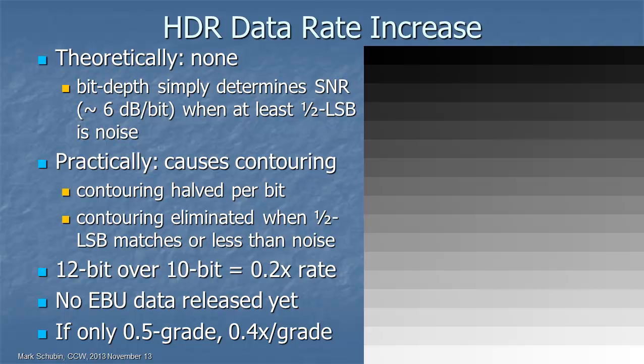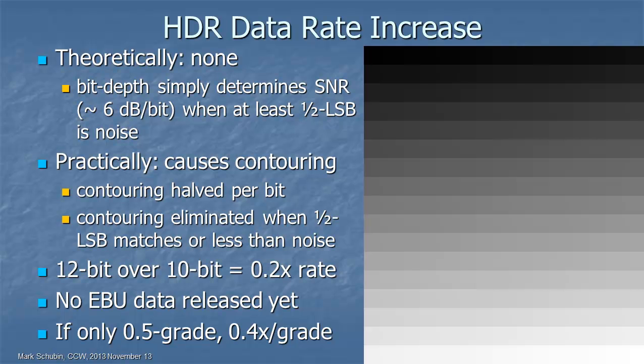Now, high dynamic range data increase, in theory, you don't really need any. Bit depth simply determines signal-to-noise ratio. So there's about 6 dB improvement in signal-to-noise ratio per bit, but that's if 1/2 of the least significant bit is noise. Not many people are very careful about doing that. Also, when we multiply signals, not many people are careful about convolving the noise back into the remaining 8 bits or 10 bits, whatever. So practically, if you don't have enough bits, you get contouring, which I'm showing here.